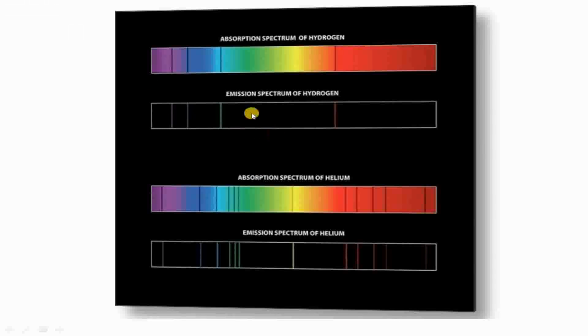As we can see here, the emission spectrum of hydrogen is different from the emission spectrum of helium. That is why we say that every element has its own characteristic line spectrum.